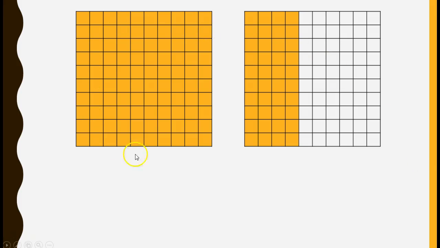We have one full cracker and part of another. How would you write that as a fraction? We have one whole and then 40 hundredths. Okay. And then you could also write that as a decimal because we have one whole and 40 hundredths. 1 and 40 hundredths.